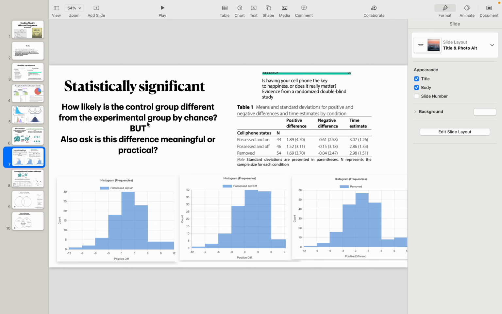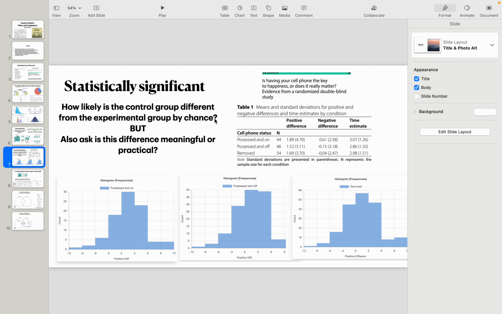Last real big idea is this idea of statistically significant. If you were in my AP Stats class, we spend all year getting to this point, and you get a couple of days. But what we're trying to say is, how likely is the control group different from the experimental group by chance? Sometimes two groups, if these are just descriptive statistics, just histograms, I don't really know if these groups are different from each other enough to say the difference couldn't just have happened by chance. And so this is where we run a test of statistical significance.